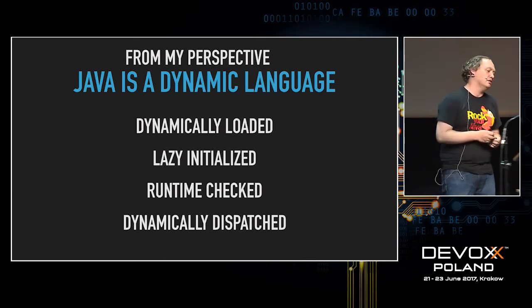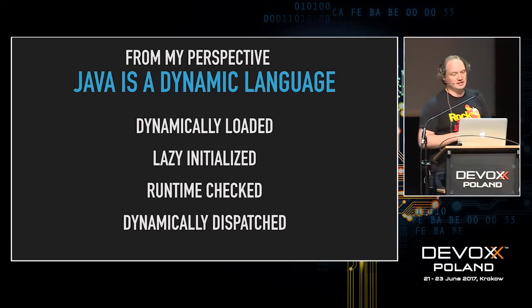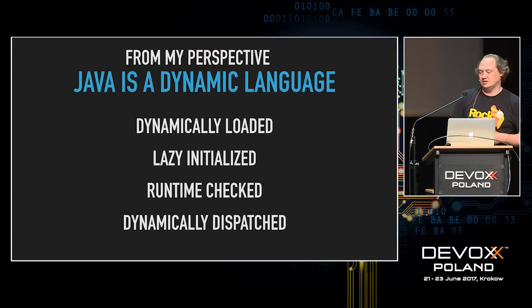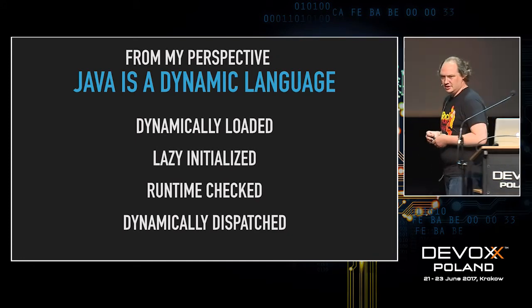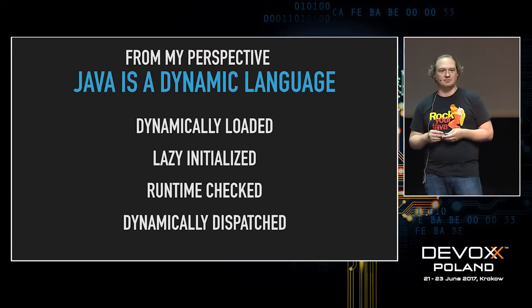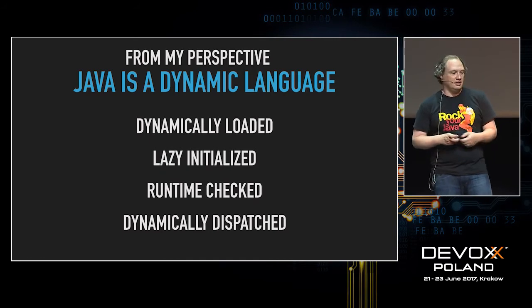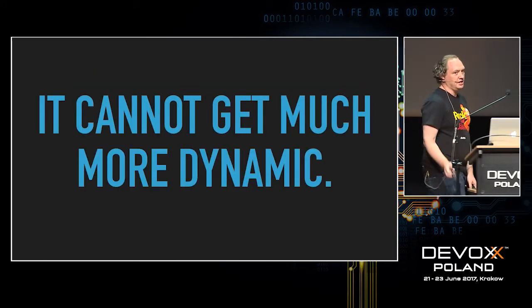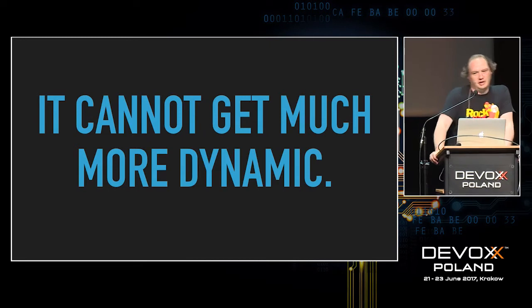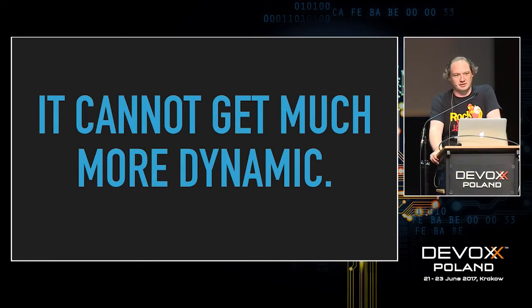It is dynamically loaded. It is lazy initialized. It has runtime checking. And it is almost always dynamically dispatched at calls. It really cannot get much more dynamic than that. Okay, we could add dynamic types too, but we got every other type of dynamicism there is.